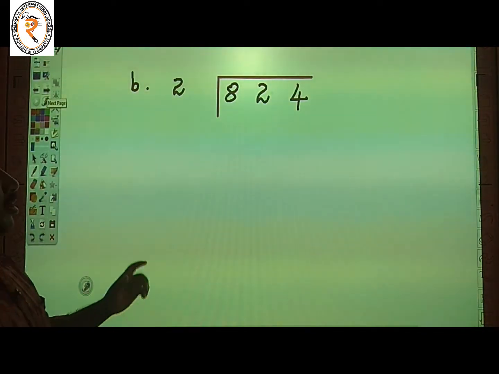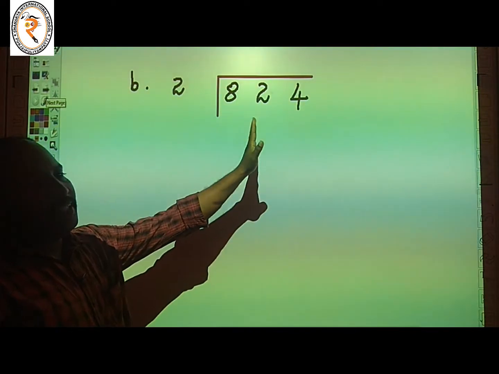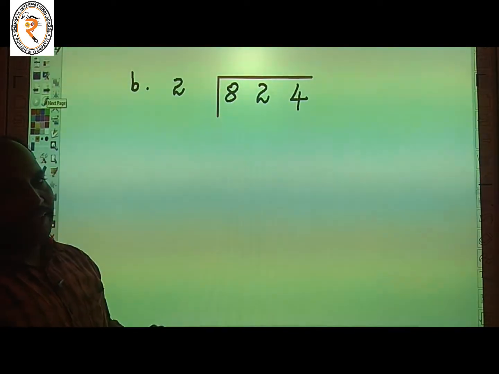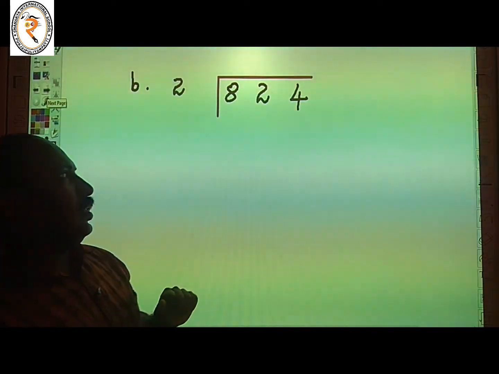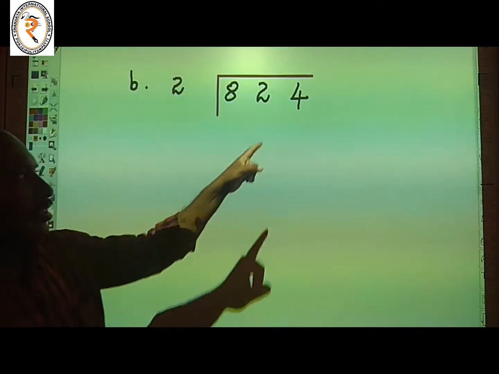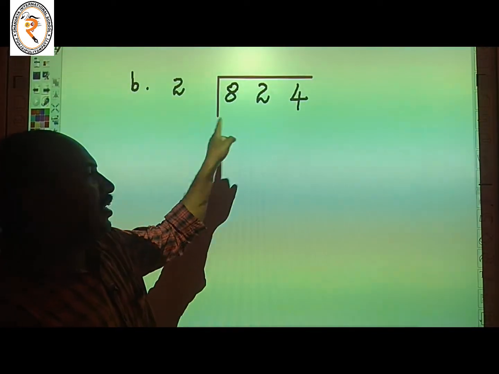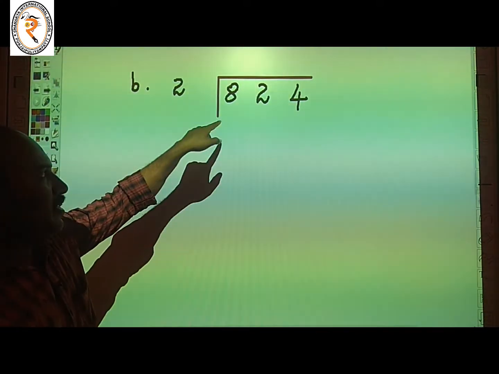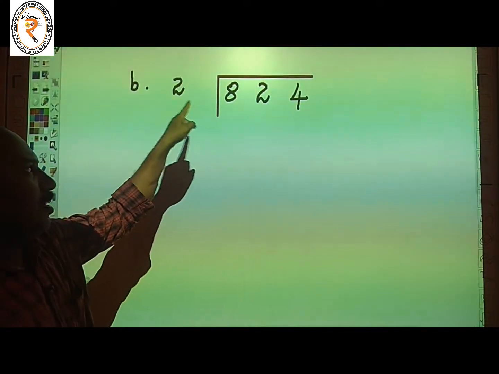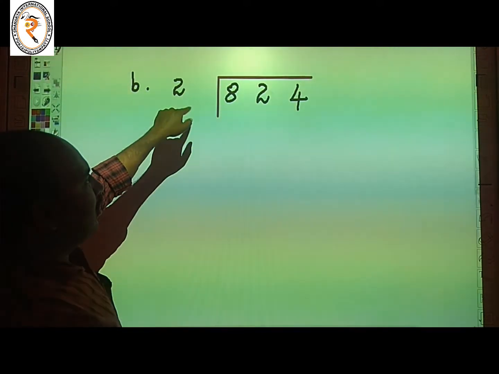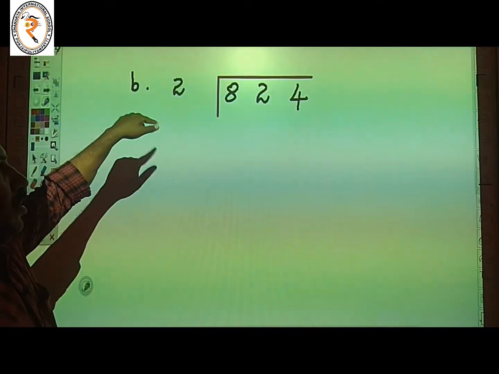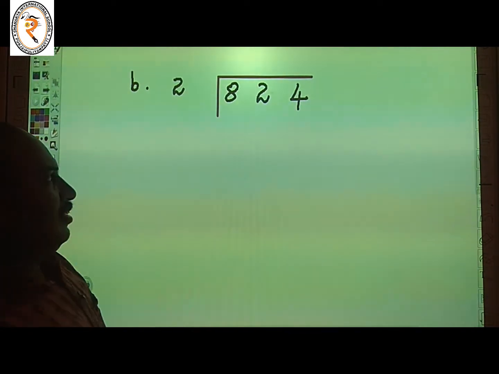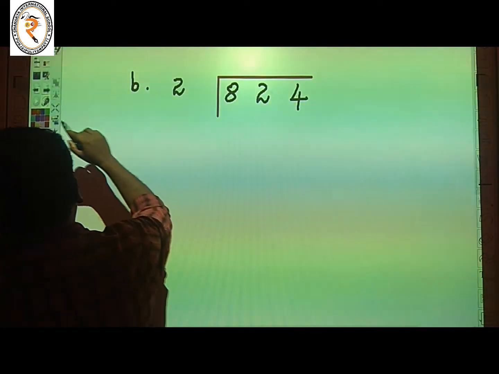Next one, B part: 824 divided by 2. It is a 3-digit number. Ones, tens, hundreds. The hundreds place is 8, so 8 divided by 2. 824 is the dividend and 2 is the divisor. So we want the 2 table.